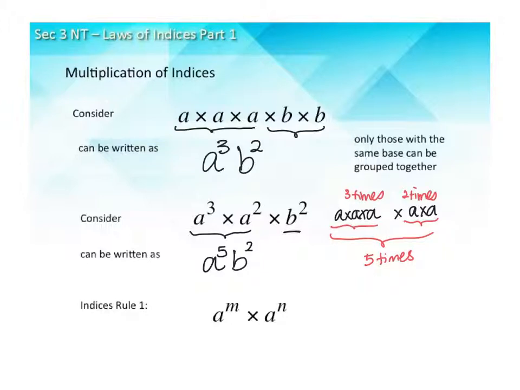Therefore, indices rule number 1 tells us that if I have a to the power m times a to the power n, where both of them are the same base, what we can do is just add up the power. This one has m number of times, this one over here has n number of times, so we add them up together, m plus n.